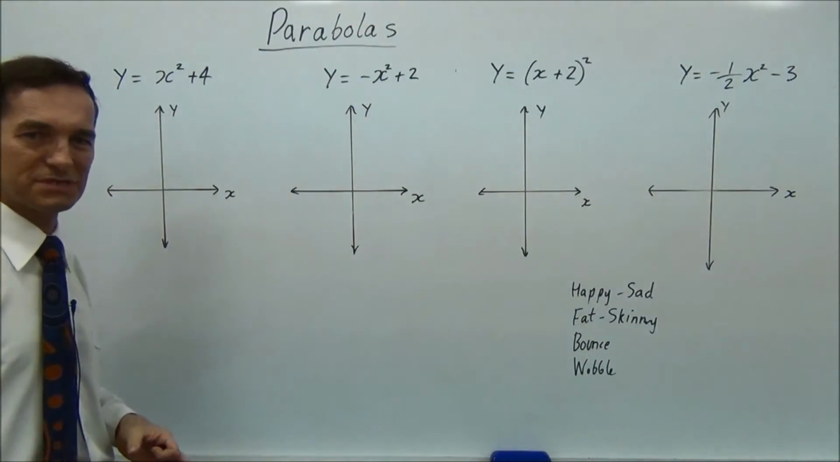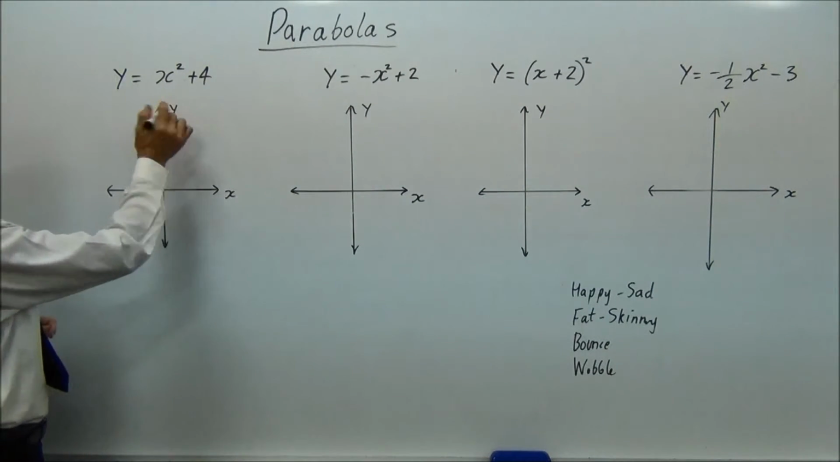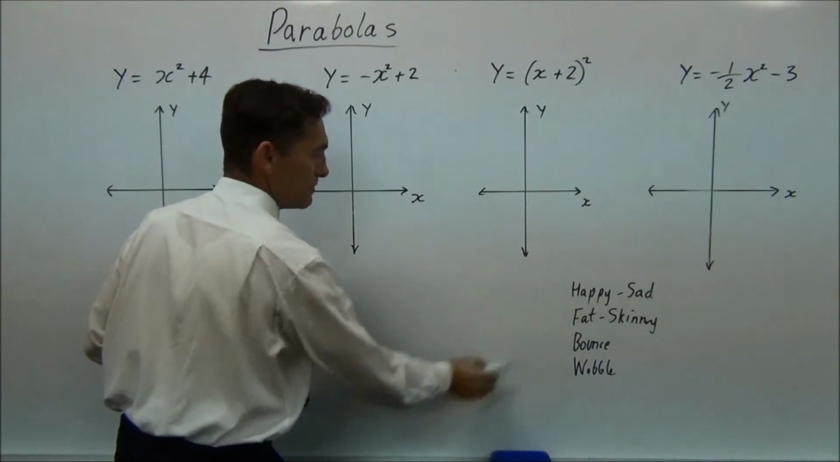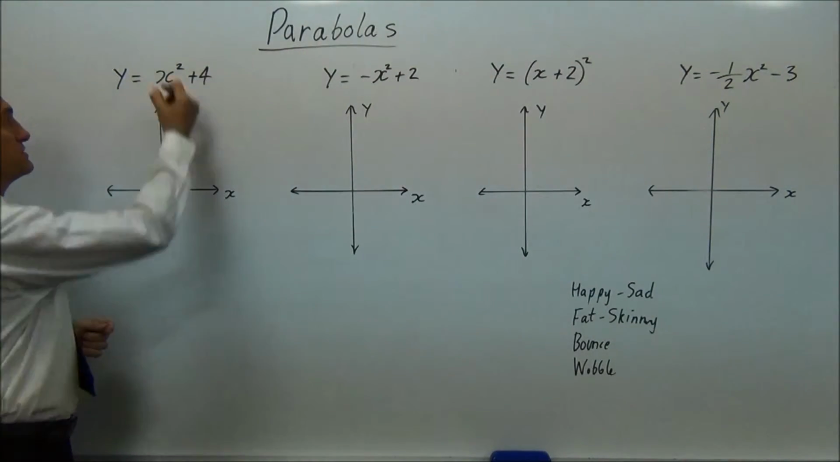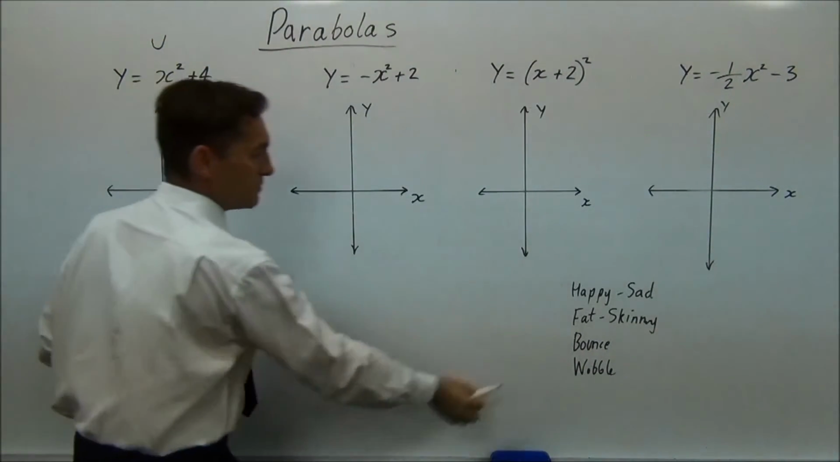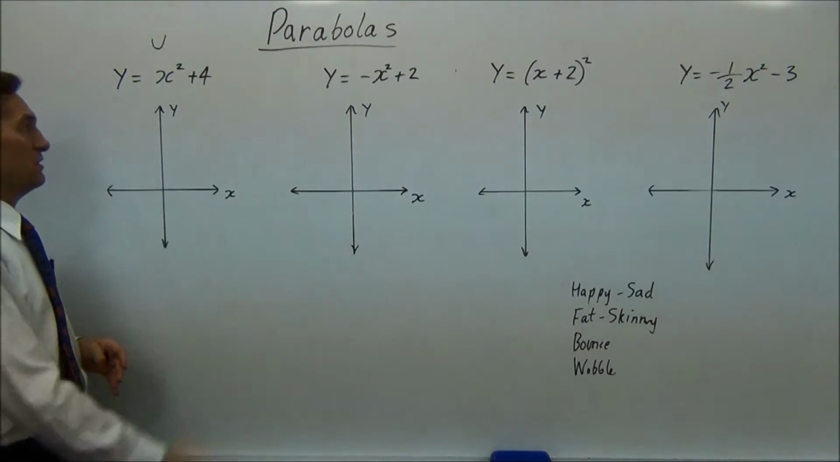So this time we're going to do some examples, and we've got a live class ready to call out. So here we go. So we've got y equals x squared plus 4. So first of all, happy or sad? Happy. So this is going to be like this, it's going to be a smiley face. Is it fat or skinny? It's going to be neither.